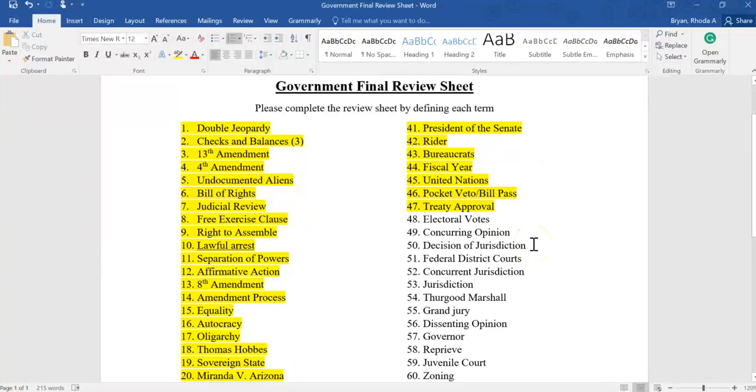Treaty approval. In order to be binding, a treaty must be approved by a 2/3 vote in the Senate.